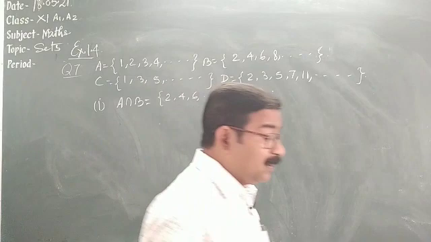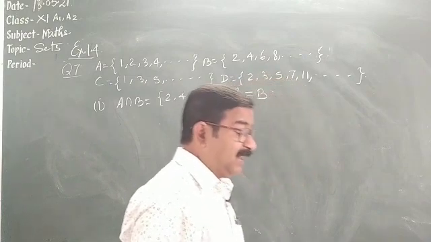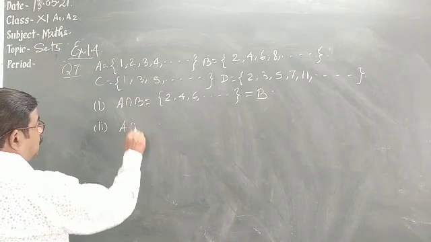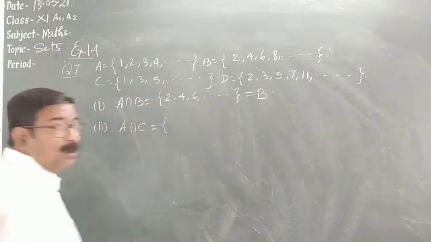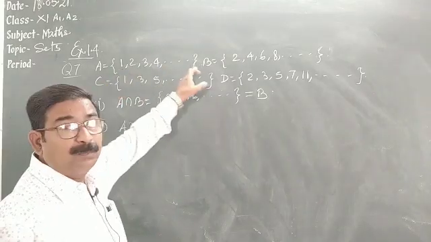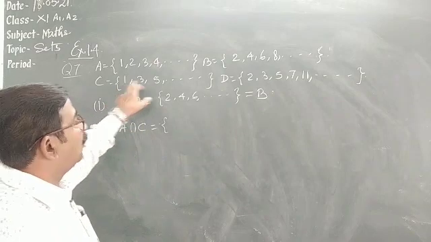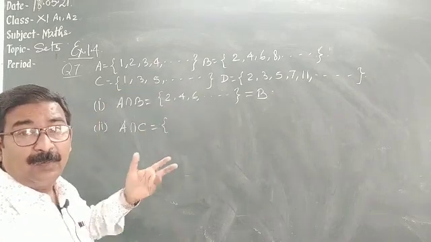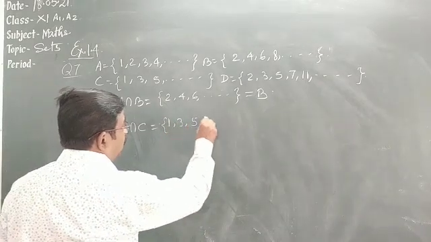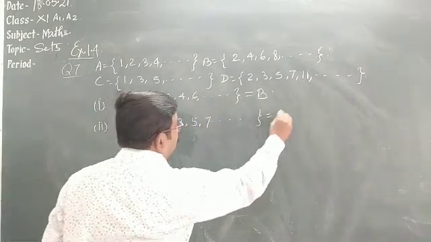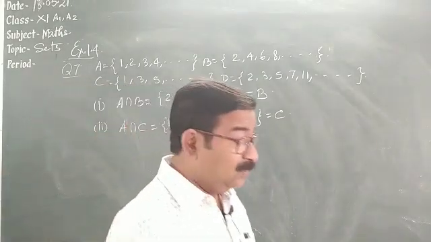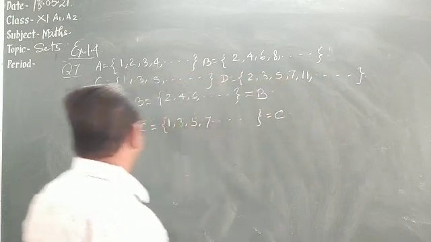Similarly, we have to find A intersection C, the common elements in A and C. Again we have in A all natural numbers. In C we have odd natural numbers. So what is common? Odd numbers are common. So we have 1, 3, 5, 7 and so on, which is equal to set C.